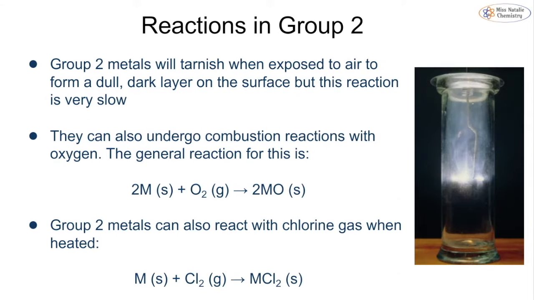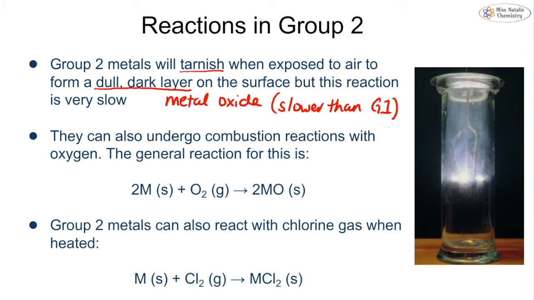So now let's move to the reactions of group 2. These are very similar reactions. What you'll notice is that simply most of the time it is just how vigorous they are, or the formula of the substance that is being formed that changes. So our group 2 metals can also tarnish when they are exposed to air, giving that dull, dark layer of a metal oxide. What you will see is that this tends to be slower than group 1, but it does still happen quite quickly. They can also undergo combustion reactions.